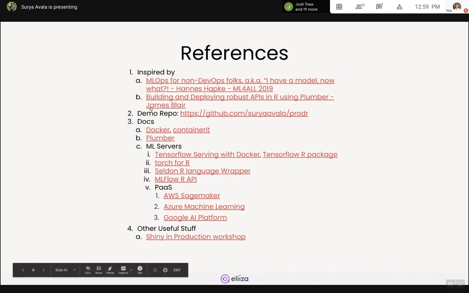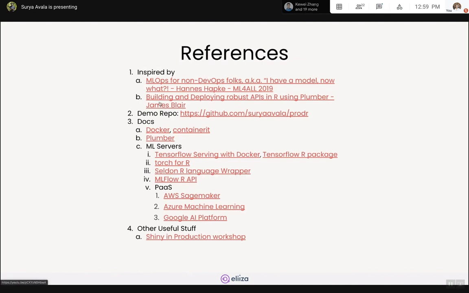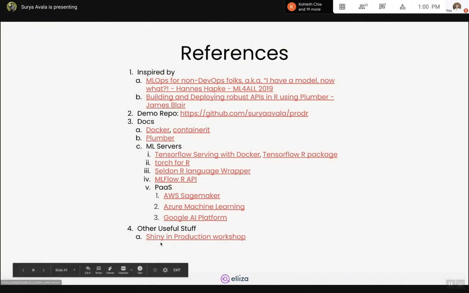There are 2 other excellent talks on MLOps, and I've been inspired by them to give this talk. And my demo repo is here, and then docs for the stuff that we have talked about is here. And also there's this cool production workshop in Shiny. That's the stuff we have skipped. You can check it out as well.